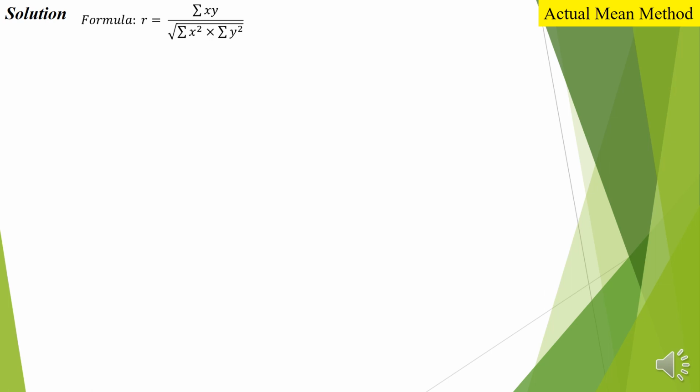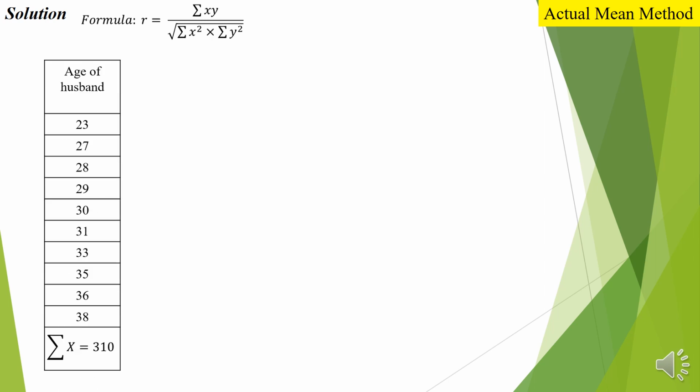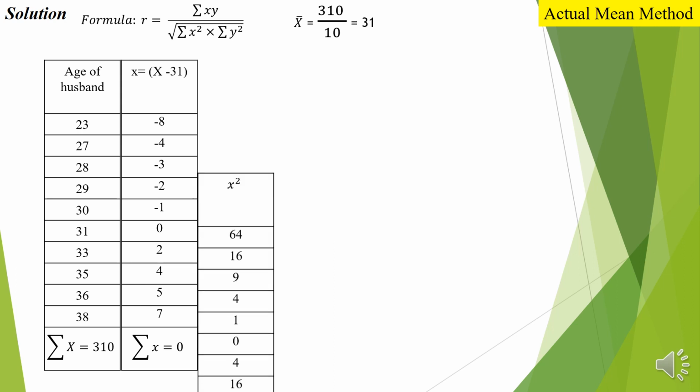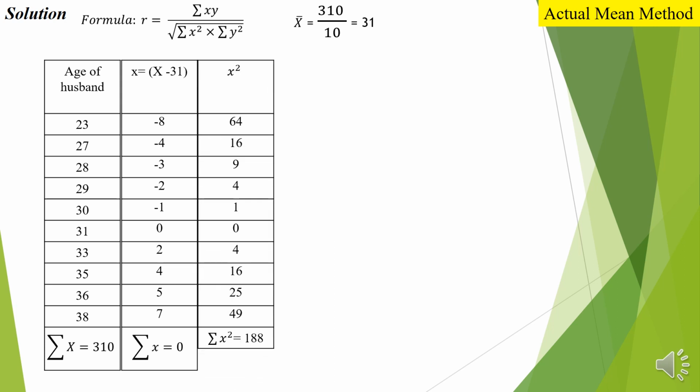Let us go with the respective calculation. First we need the X series, the age of husband, and the sum of X is 310. Now we can find the mean of X: 310 divided by 10 is equal to 31. Now we can find x, that is X minus X bar. This column shows you the x values, and the summation of x is equal to 0. Now we can find x square. This column shows the x square values, and the sum of x square is equal to 188.